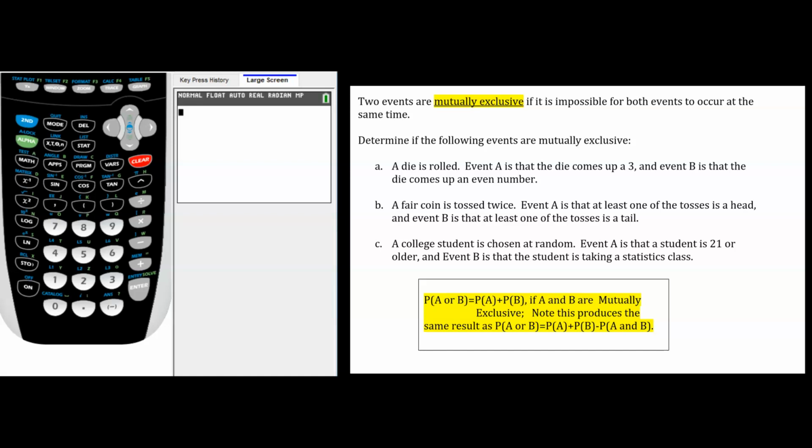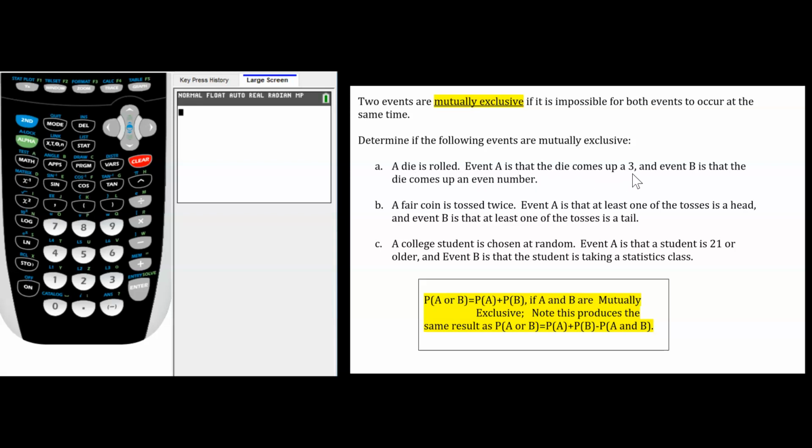So let's talk a little bit more about that term right now. Two events are mutually exclusive if it is impossible for both of those events to be occurring at the exact same time. Let's take a look at these few practice problems, and hopefully this concept will make a little bit more sense. Example A, a die is rolled.